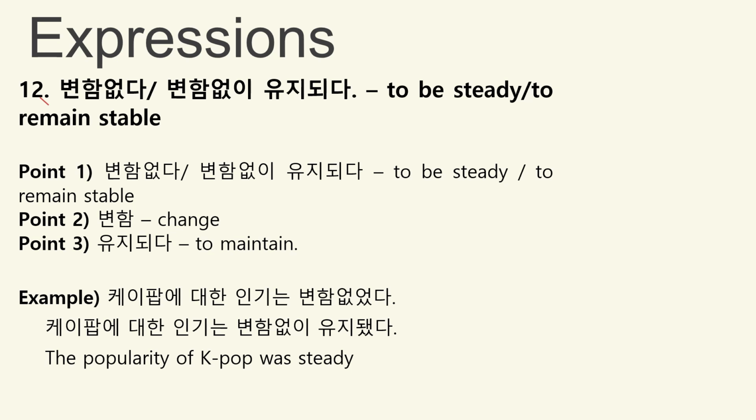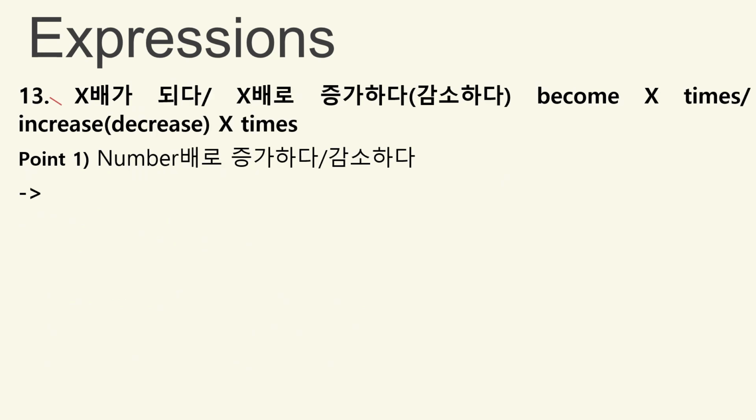The example sentences are K-pop에 대한 인기는 변함없었다. K-pop에 대한 인기는 변함없이 유지됐다. Here is an English translation for both of these sentences. The next phrase is number 배가 되다. This means that something became number times. This could be 2 times, 3 times, and so on. 배 can be used in this way in Korean.